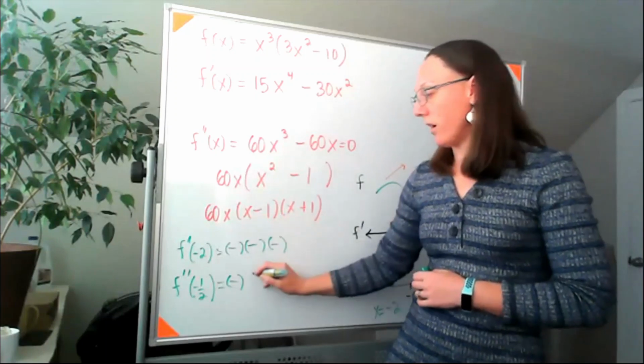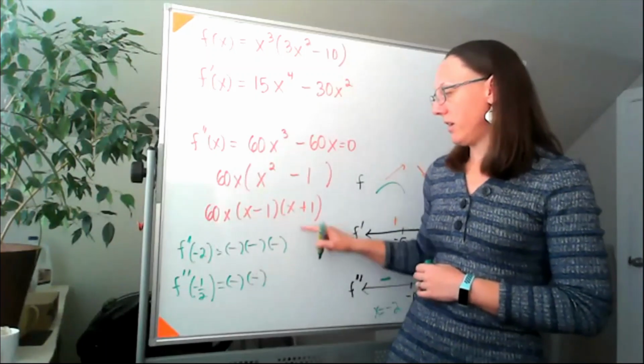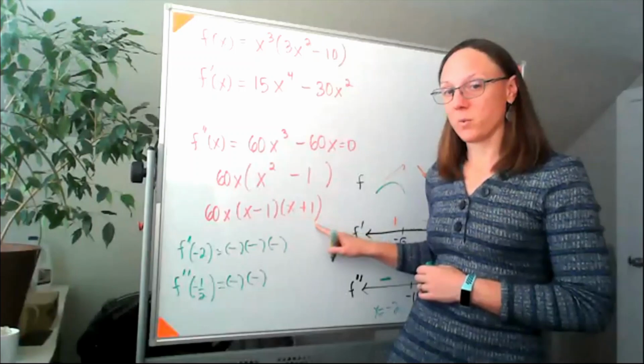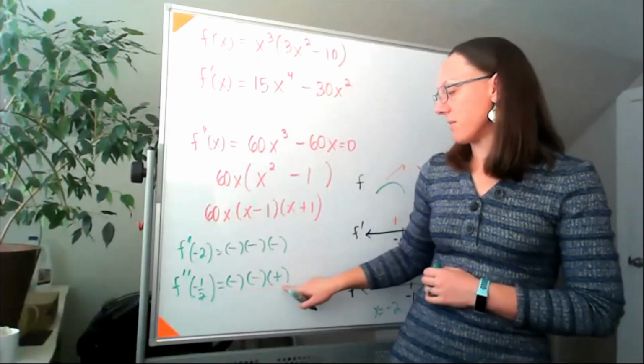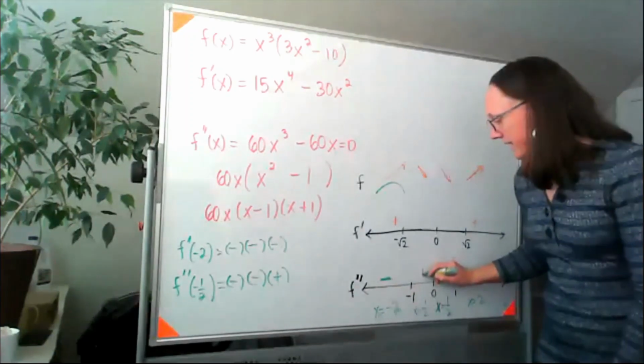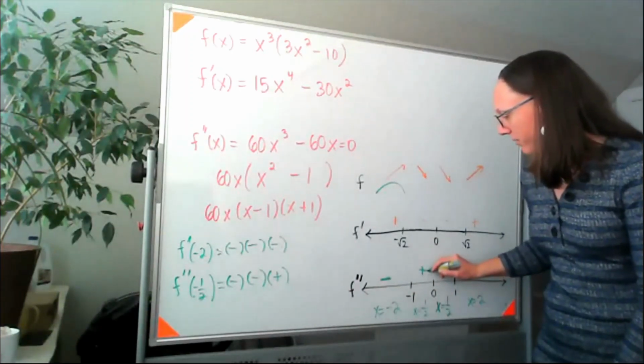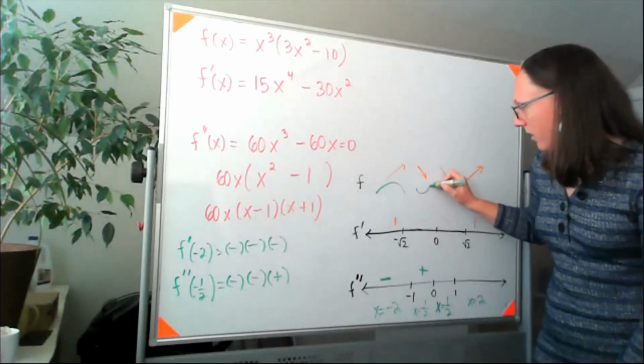-1/2 minus 1 is also negative. -1/2 plus 1 is positive. Negative times a negative times a positive means in here I'm positive, so we'd be concave up.